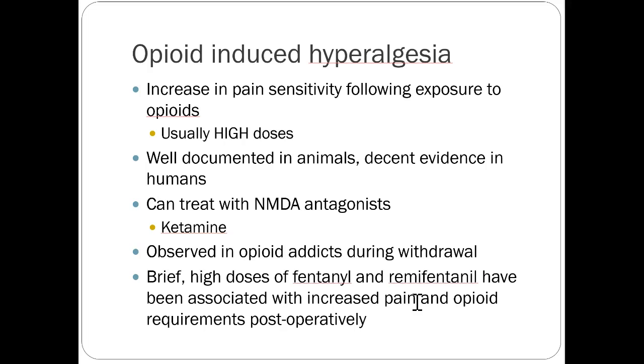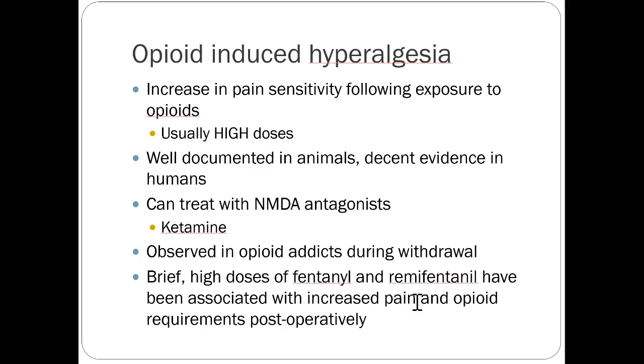Opioid-induced hyperalgesia: increased pain sensitivity following exposure to opioids. This is really rare. It comes with people taking tons of opioids. It's actually really well documented in animals. Essentially, if this happens, we treat with an NMDA antagonist called ketamine. Ketamine's an IV anesthetic agent, but ketamine's getting used all over the place, and specifically, it's got some interesting roles in pain. I'm not going to talk about it with respect to pain because it's a little confusing, but it could be used as an alternative.